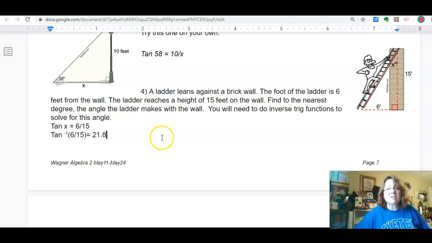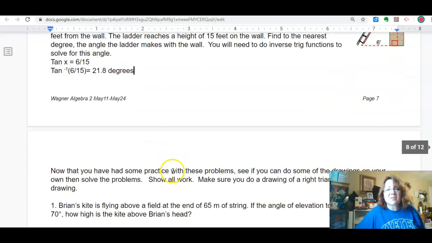21.8. Okay, so that's my answer for what angle it is. So that's actually in degrees. If I want, I could put the degrees character in there, but that would be hard for me to get that character. So I'm just going to write degrees.